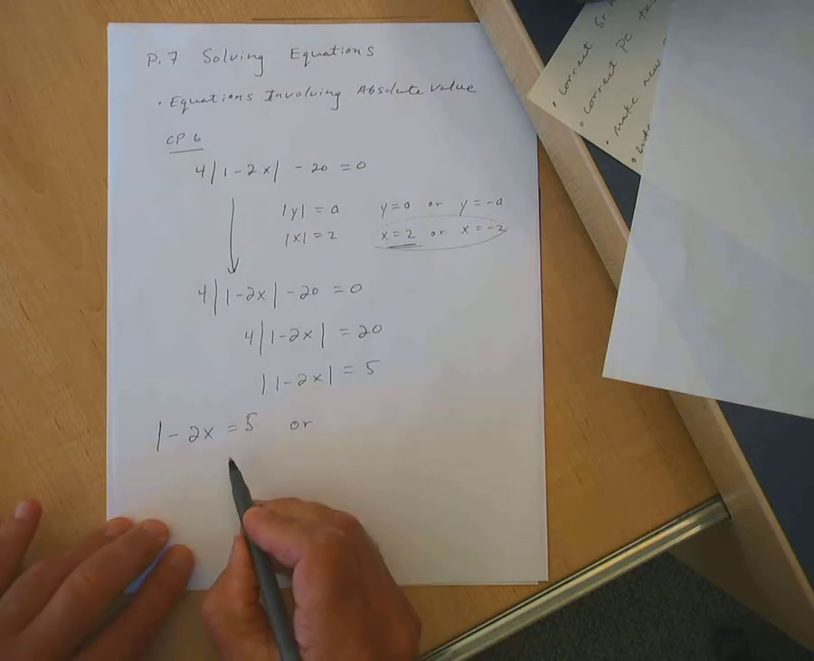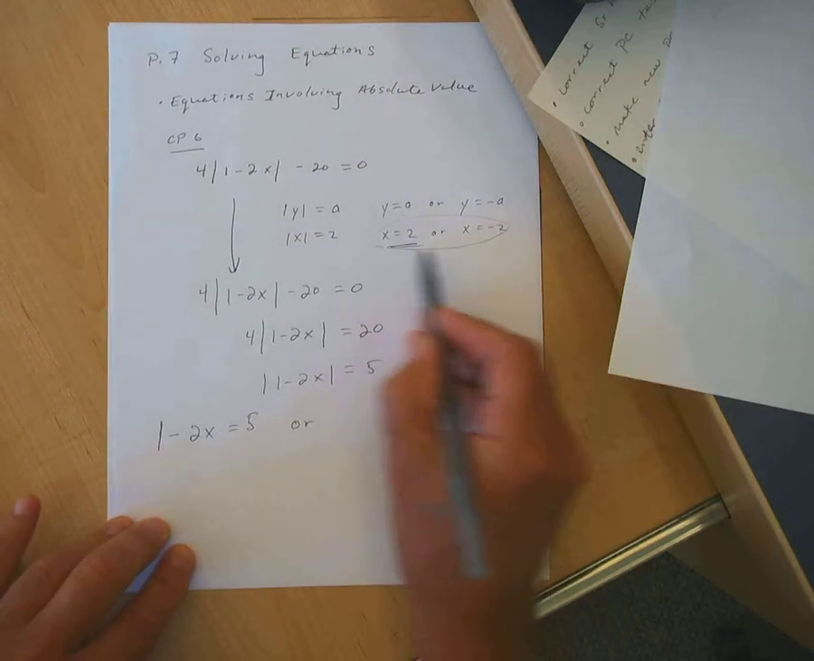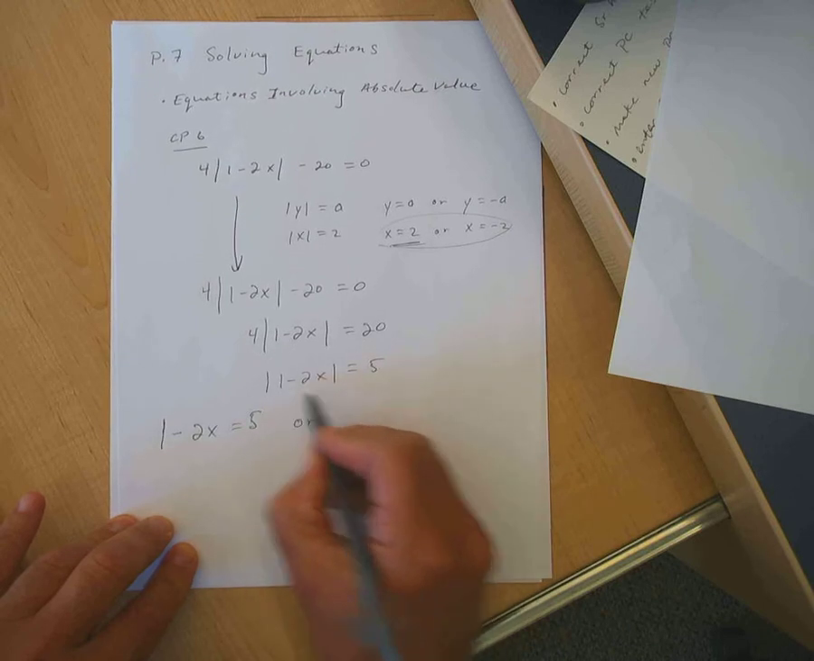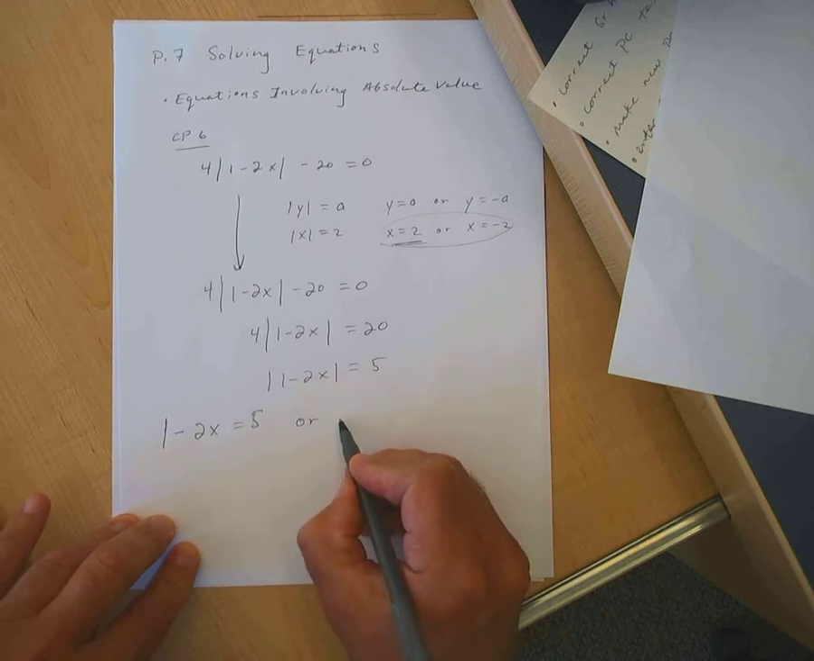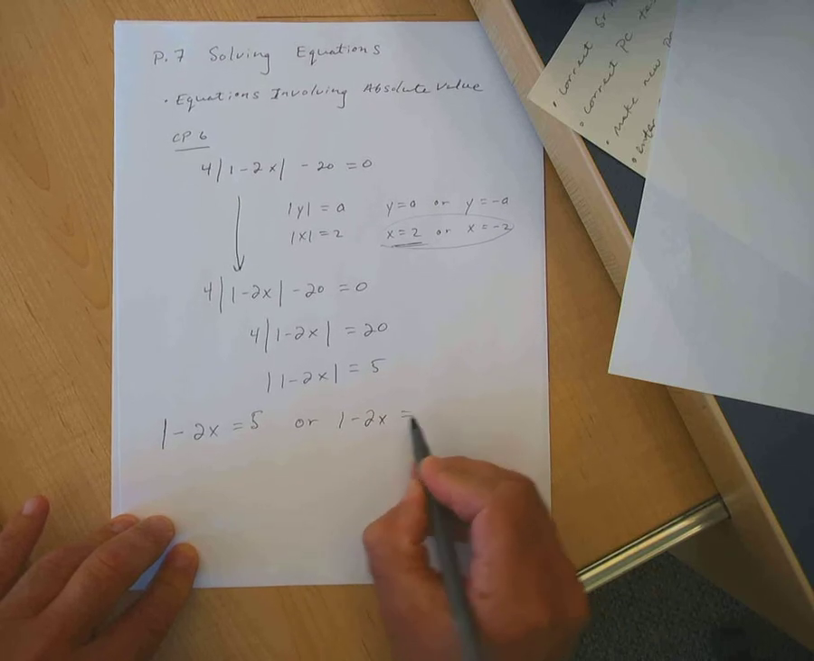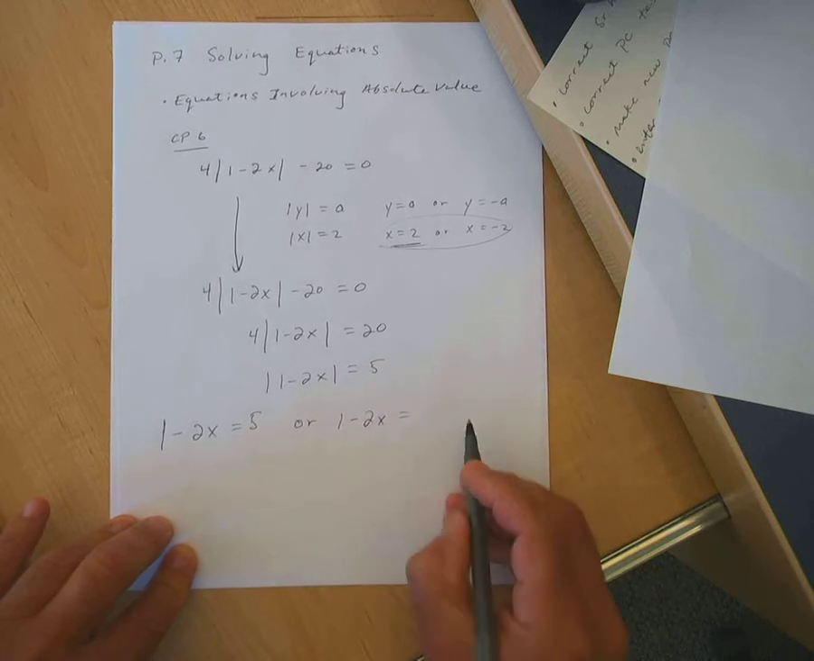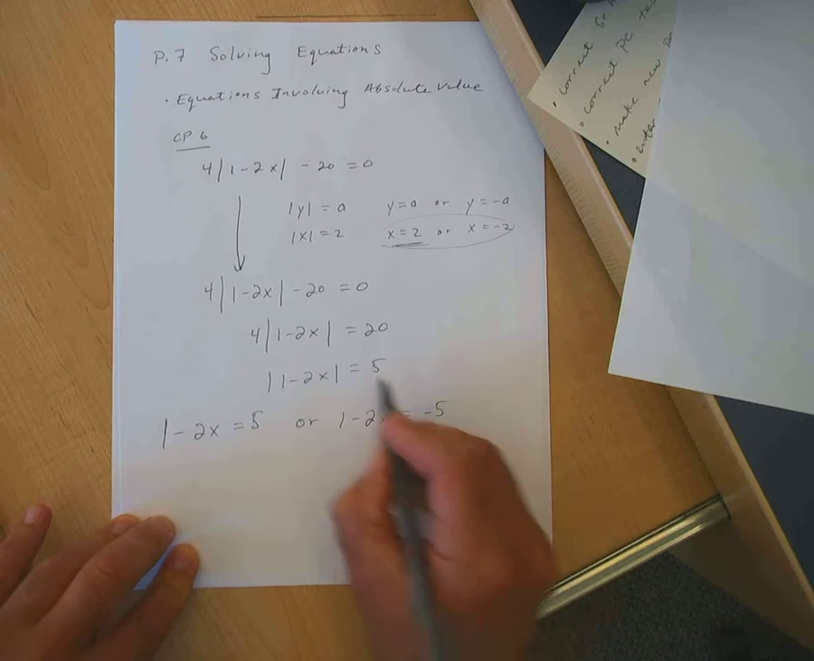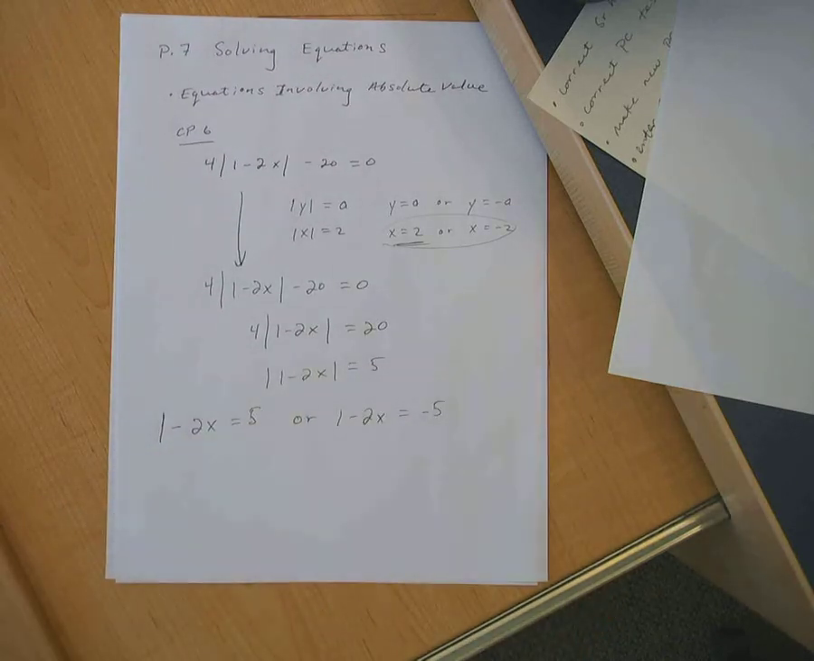The other equation we're going to get, following this form up here, would be what's inside the absolute value symbols, which in this case is 1 minus 2x, being equal to the opposite of the number on the right. So the opposite of the expression on the right, the opposite of 5, or negative 5. Okay, now once we have it like this, the absolute value signs are gone, we can work both equations through.